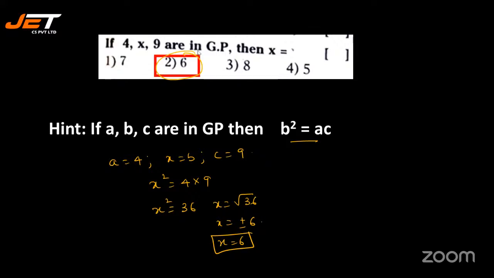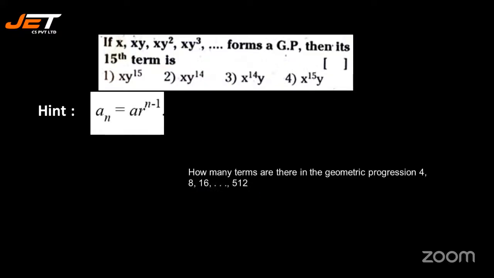All right, let's check. Yes. Students, you should not forget that for GP it is B square is equal to AC. All right, see the next one. If x, xy square, xy cube form a GP, then its 15th term is dash. So the 15th term is nothing but A15, which is equal to x into, okay, I think this can be solved.